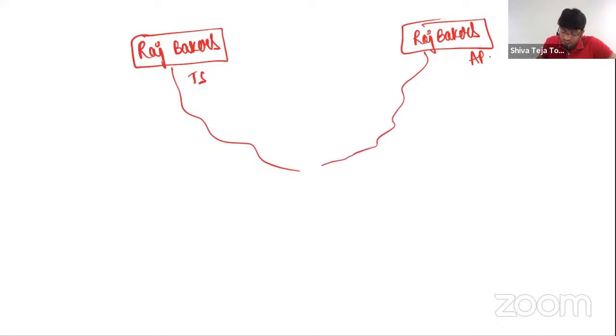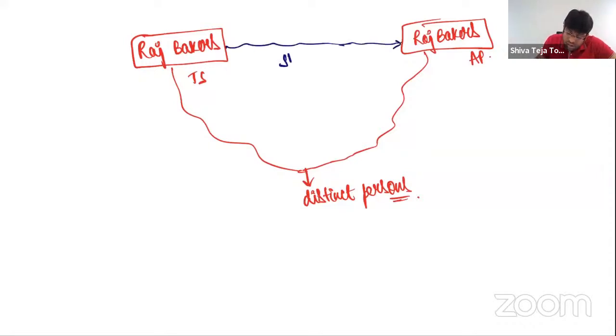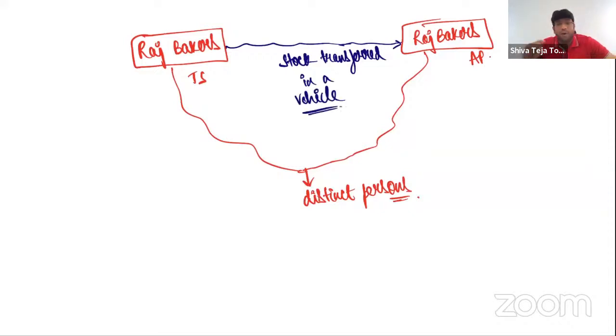Sir, Raj Bakers is in Telangana state. And there is also Raj Bakers in AP. Now, technically, under GST law, both are regarded as distinct persons. Because even though same persons, still you should take separate GST registration. Because under GST law, registration is to be taken state-wise, but not centralized. Now here, listen carefully. There is some stock transferred in a vehicle.